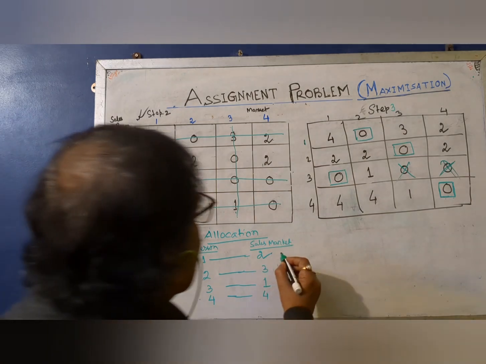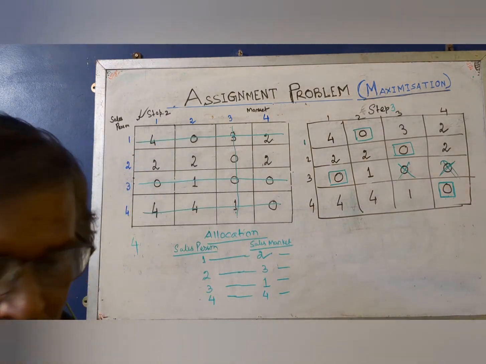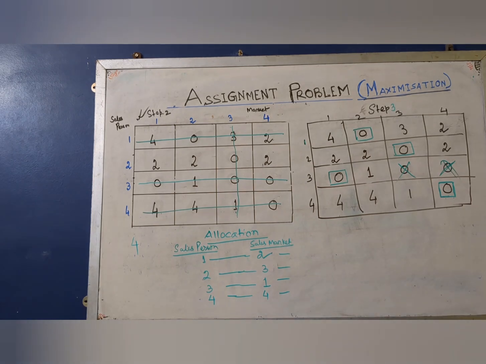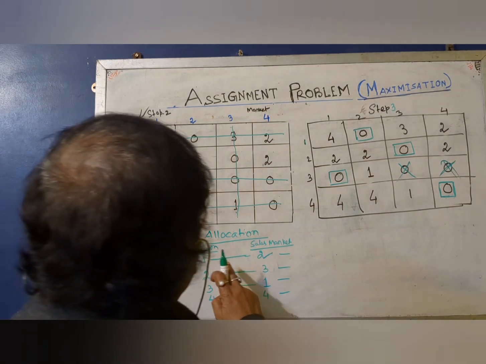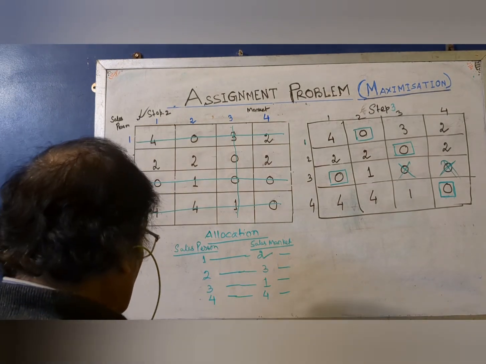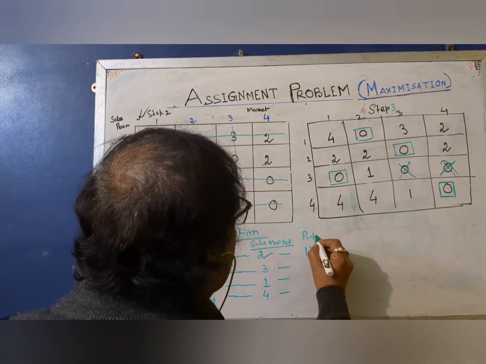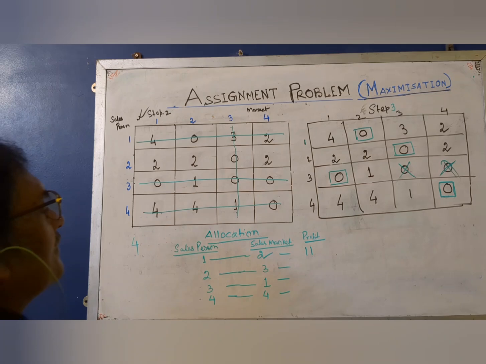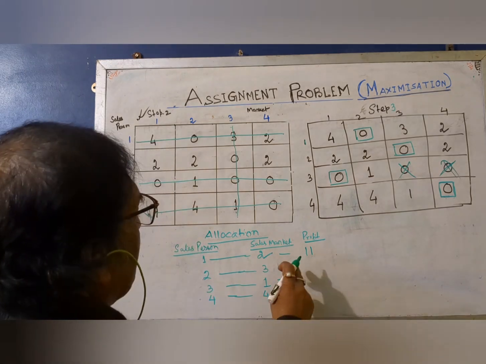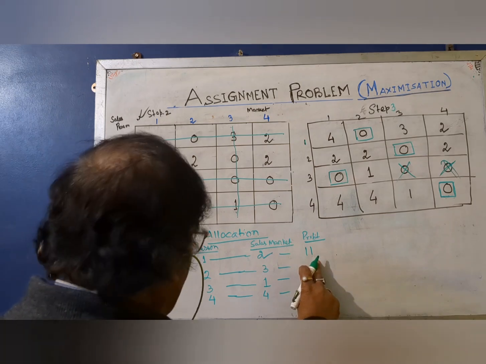And what will be the maximum profit? To get the maximum profit, you have to put the profit value from the original table. Original table, first salesperson to sales market 2. What is the profit amount? Is 11. You check the original table given in your problem, then you will see the first person is allocated to sales market 2, then the profit will be 11.